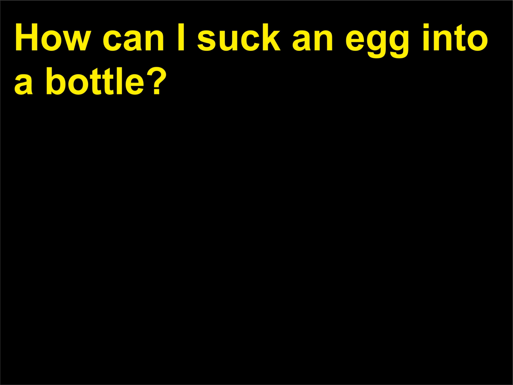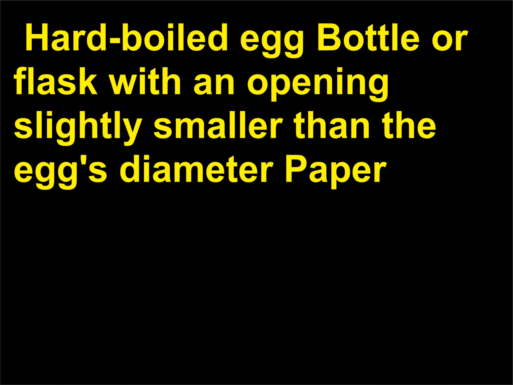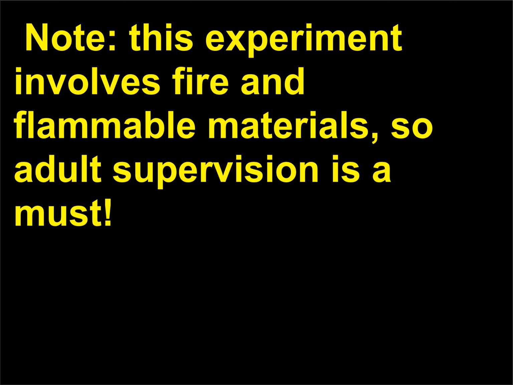How can I suck an egg into a bottle? Chemistry principles encountered in this experiment: combustion, pressure, ideal gas laws. Materials you'll need: a hard-boiled egg, a bottle or flask with an opening slightly smaller than the egg's diameter, paper (a sheet of computer paper or newspaper will do), and matches. The procedure: note, this experiment involves fire and flammable materials, so adult supervision is a must.